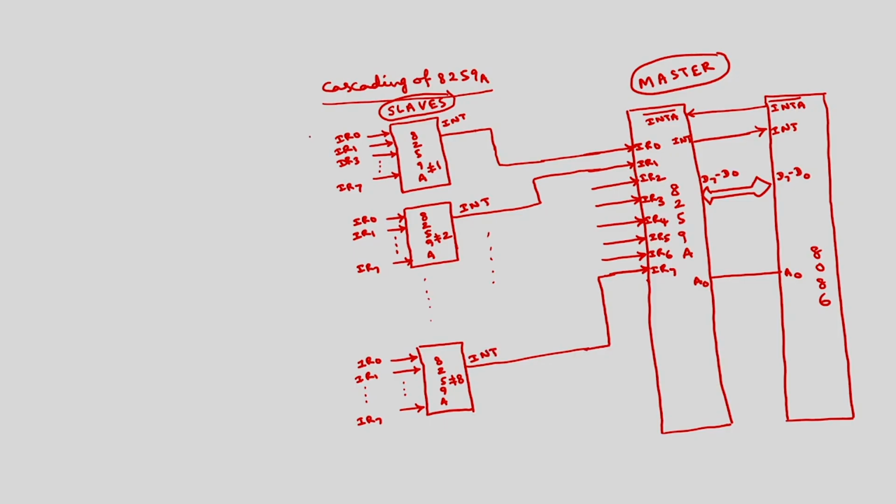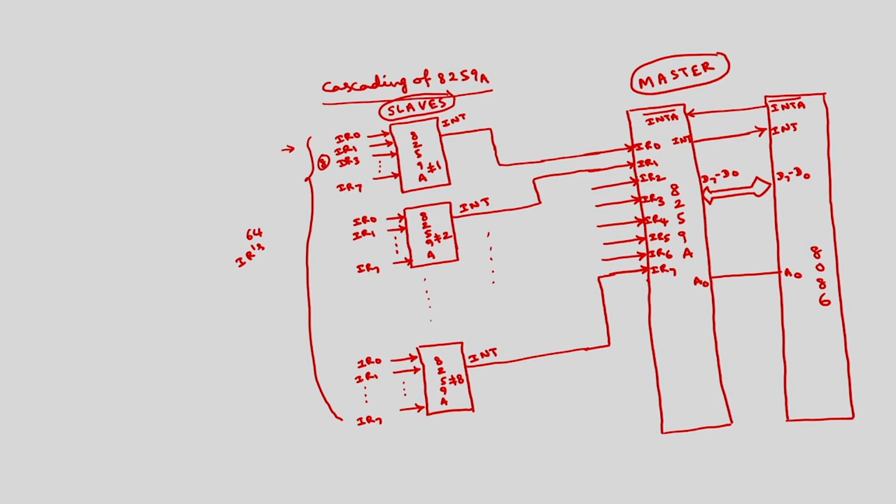Now, in total how many interrupt request lines are there? This has 8, this has 8, and so on. We have 8 such devices, so in total we can have 64 interrupt request lines. So I can connect 64 different devices such as printers, IO, keyboard and all.